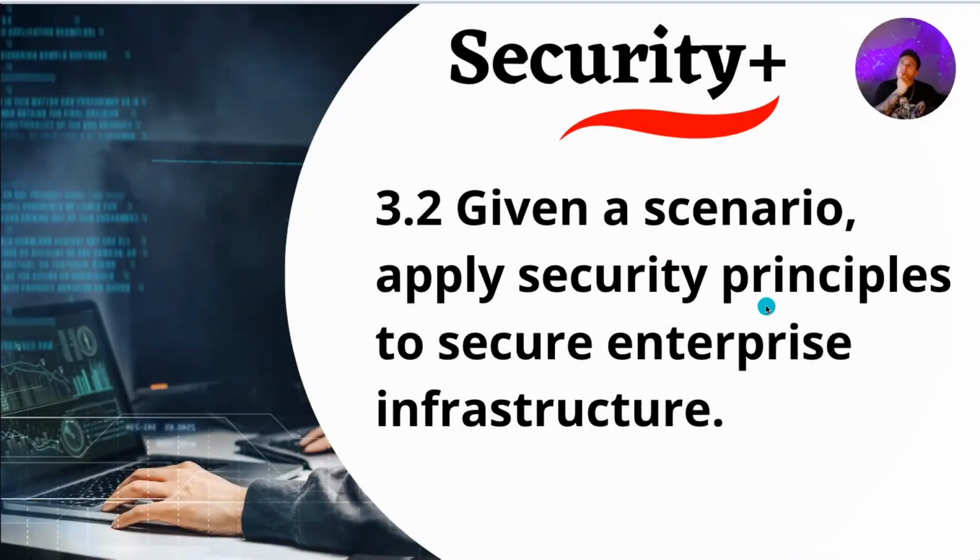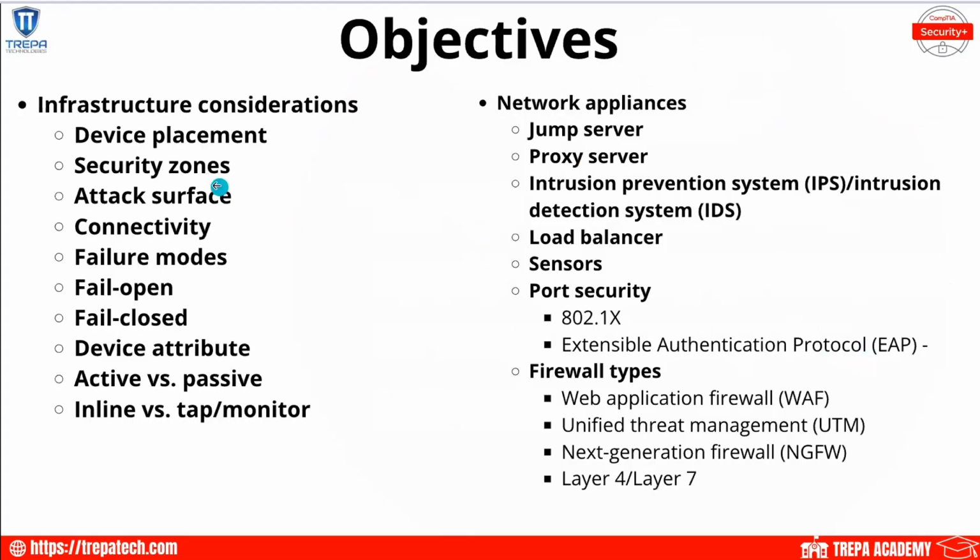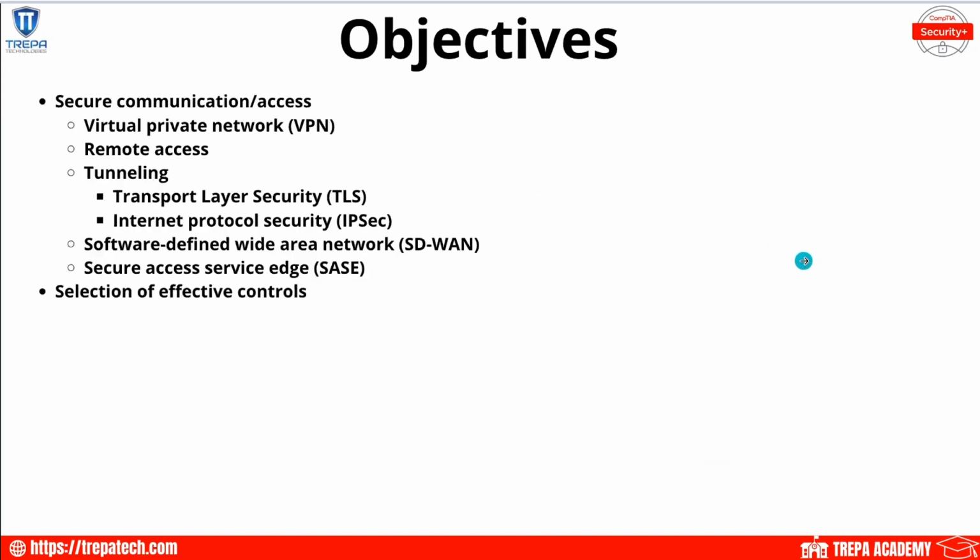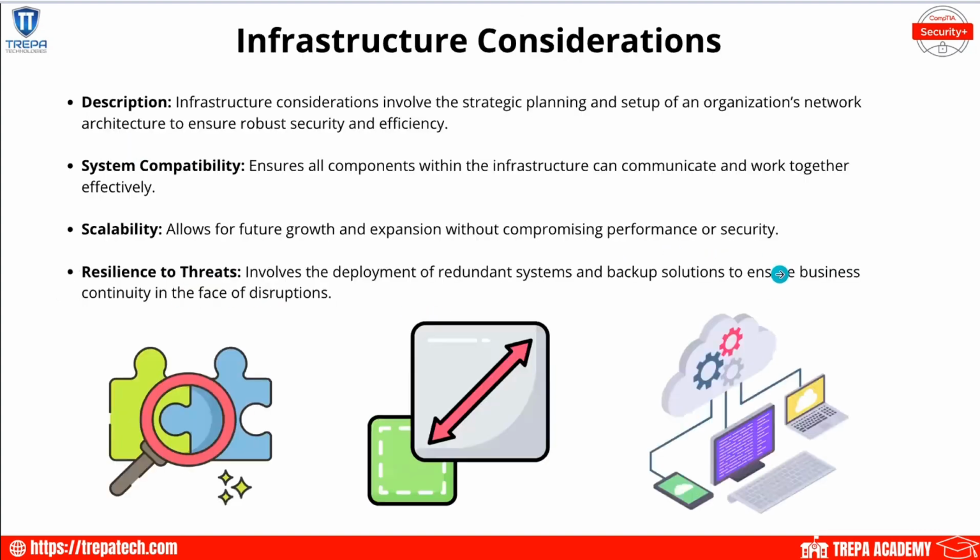Over domain 3.2, applying security principles to secure enterprise infrastructure. So we have a lot to go over in this slide deck as well. We have infrastructure considerations, different types of network appliances we can deploy to protect our enterprise, and then we have various secure communications we want to talk about and selection of effective controls. So to start out, going over infrastructure considerations.